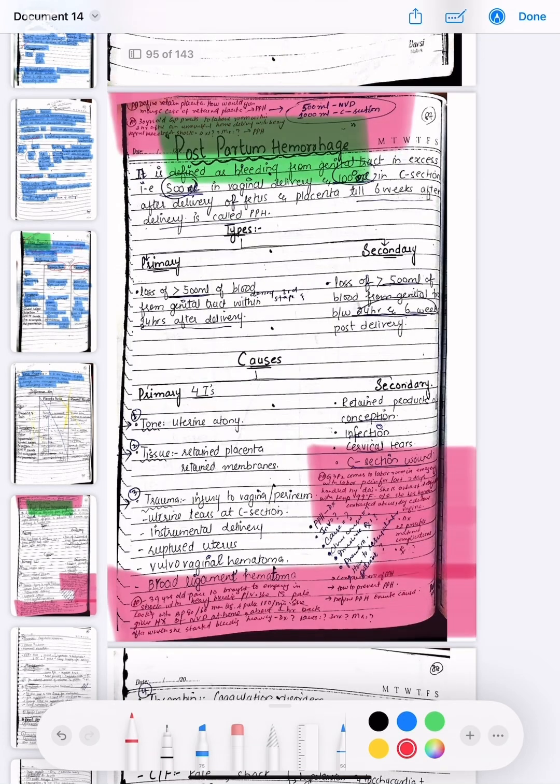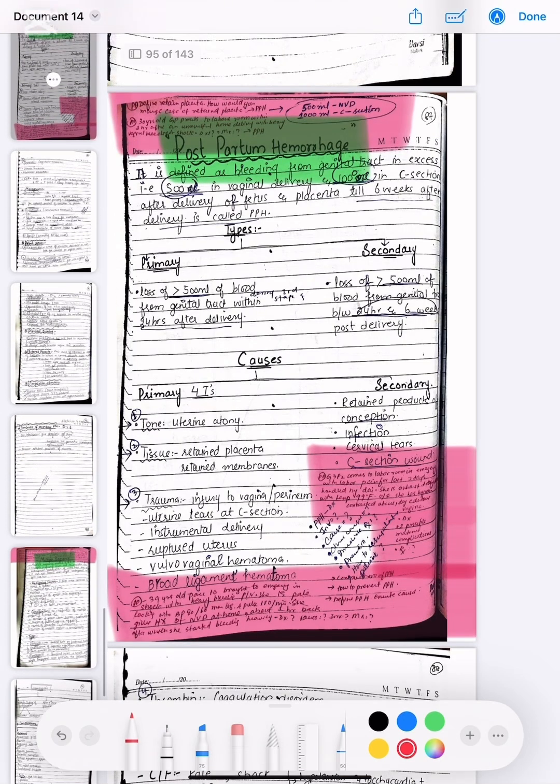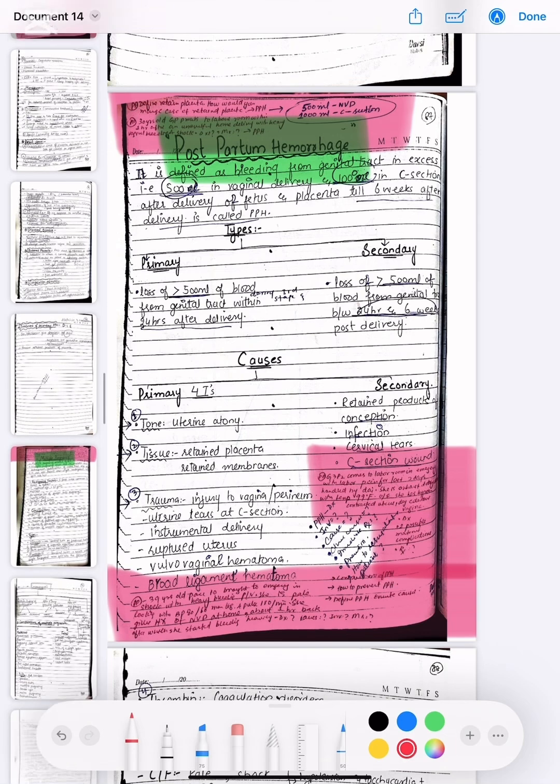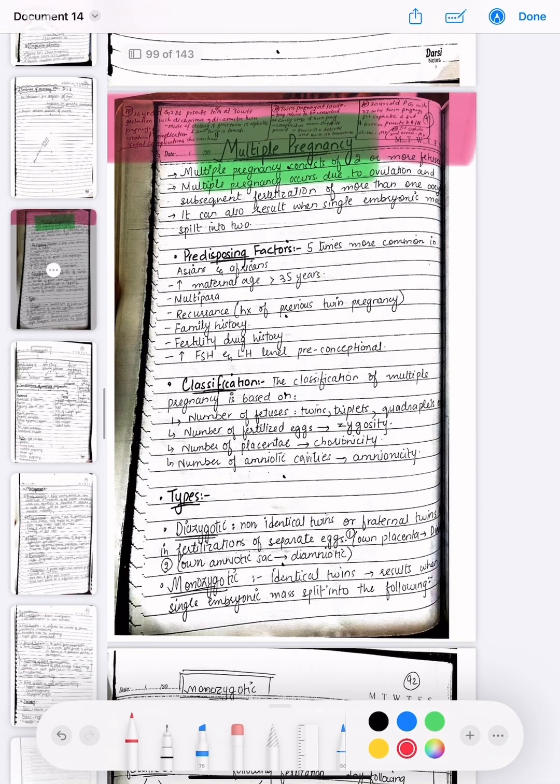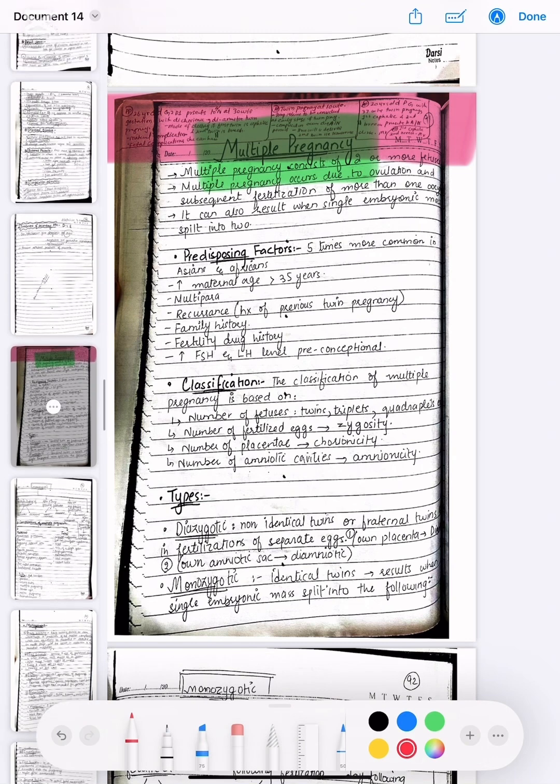In the next video, we will discuss postpartum hemorrhage, which is also a very important topic in the field of gynecology. And then we will discuss multiple pregnancy or multiple gestation along with a scenario.